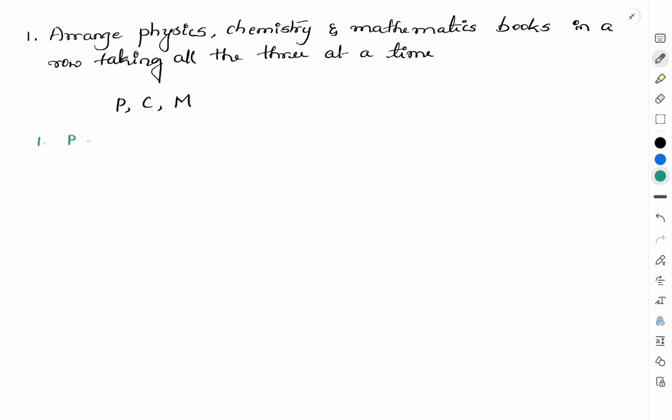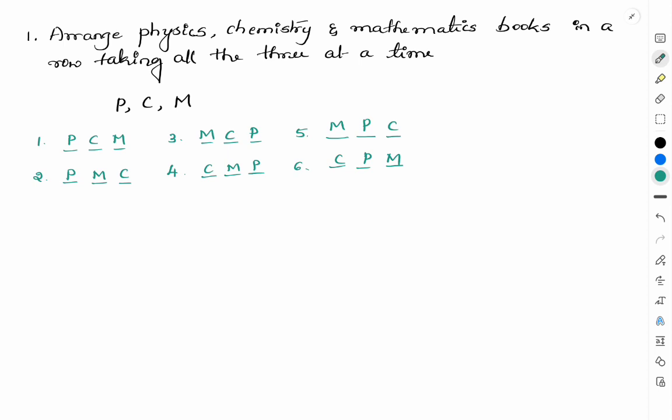The first way is arranging them as PCM. And the second way, keeping the physics book at the same place, I can arrange mathematics and then chemistry. Third arrangement, keeping C in the same middle, I can interchange the position of mathematics and physics textbooks. Fourth arrangement, I can place chemistry first, then mathematics and then physics. Now fifth and sixth arrangements, I'll place the physics book at the center and the remaining two I'll keep as mathematics and chemistry, chemistry, physics and mathematics. So these are the six arrangements that are possible.